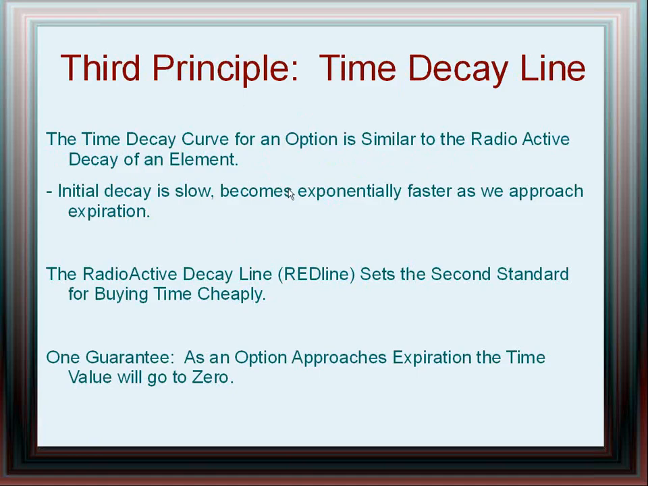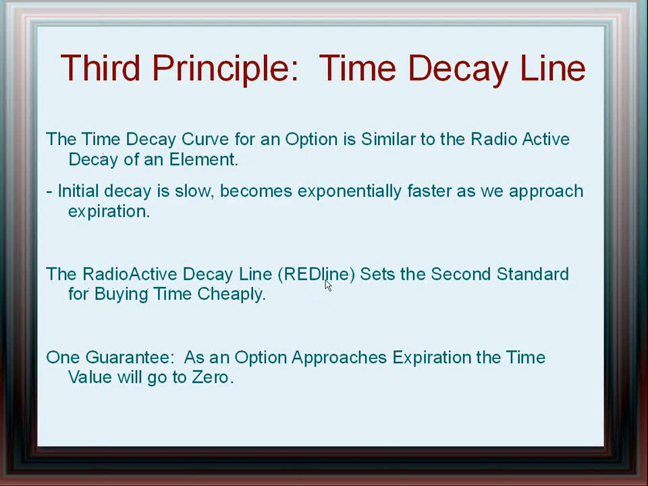Now our third principle is the time decay line. The time decay curve for an option, assuming implied volatility and the price of the stock stay the same, is similar to the radioactive decay of an element. This is where Kurt came up with the term radioactive trading, because that's what we're attempting to manipulate, as well as the at-the-money bell curve, making sure that our risks are limited. The initial decay is slow when you first open an option, but it gets exponentially faster as you approach expiration. Remember, the only guarantee in options trading is that as an option approaches expiration, the time value will go to zero. That's essentially the only guarantee in options trading.